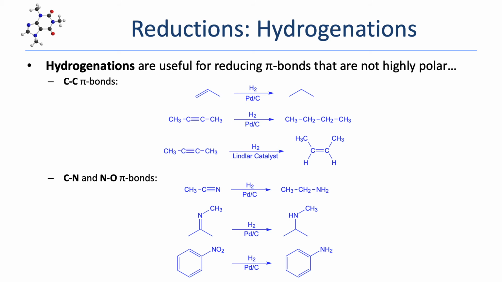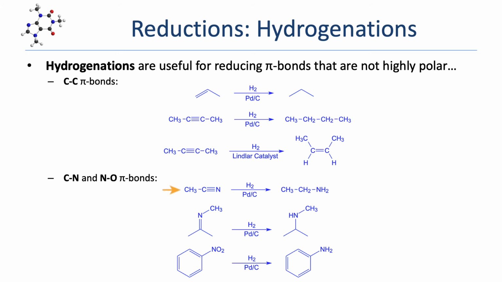Note that the 2 hydrogens actually ended up on sort of the same side of the alkene, right? And that's true for hydrogenation reactions. Now, there are some other functional groups that have relatively non-polar pi bonds. Some carbon-nitrogen pi bonds and some nitrogen-oxygen pi bonds can also be reduced through hydrogenation.